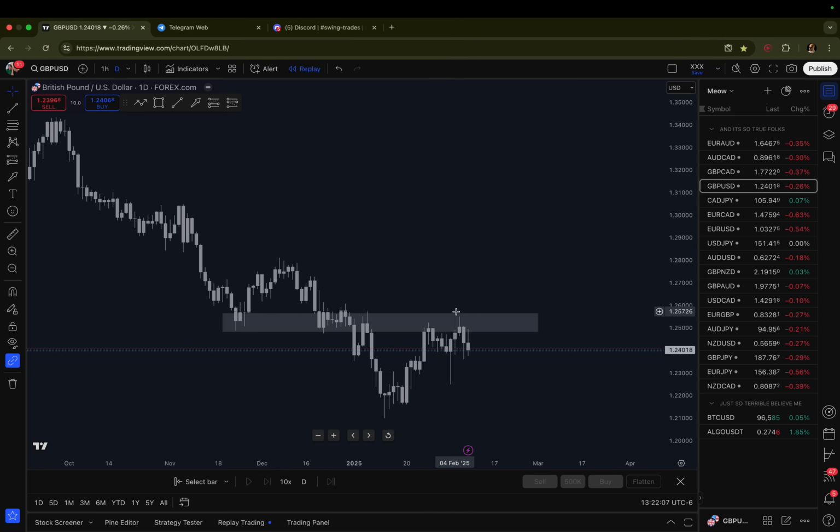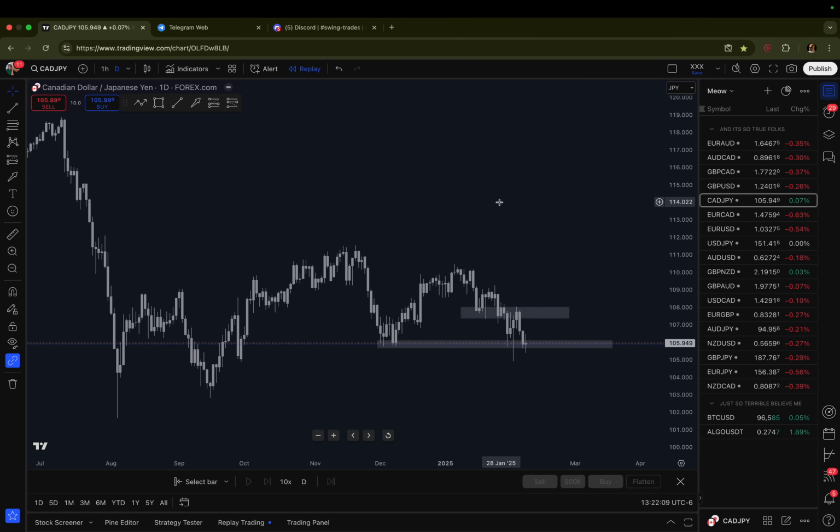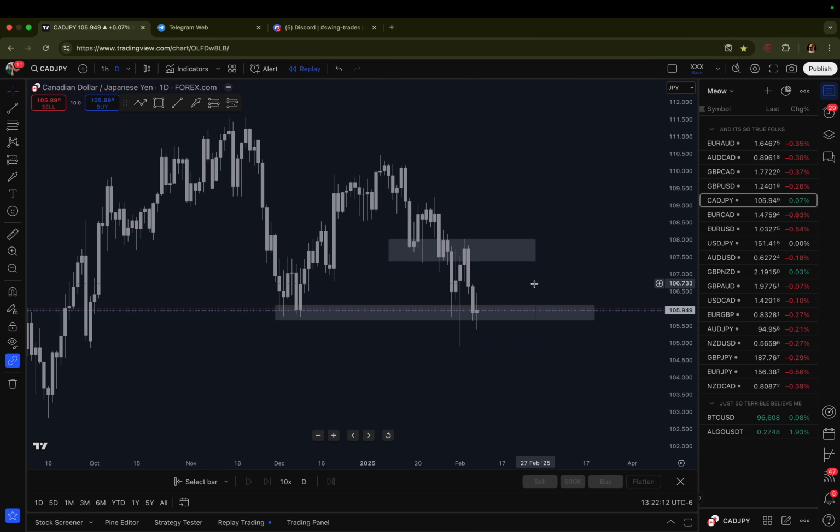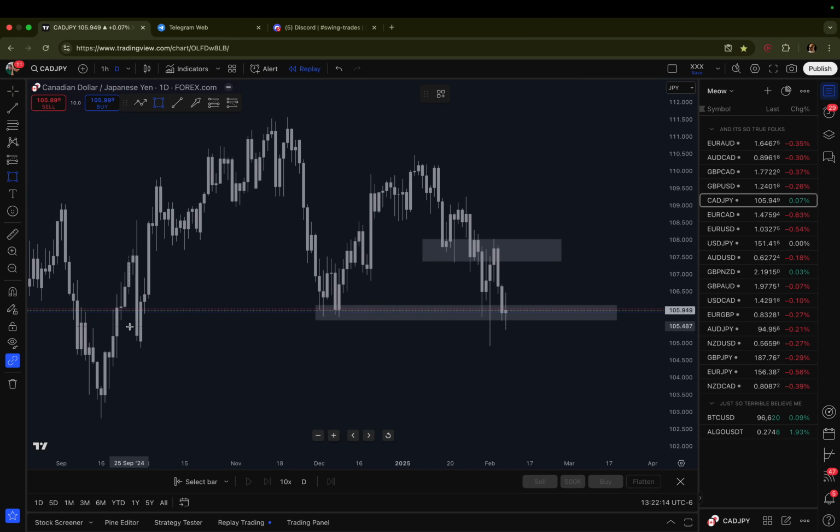I did not take another sell right there. And as far as everything else, I don't see anything else right now on these other pairs. I'm looking at CAD JPY, but CAD JPY I think could come all the way down here and bounce.